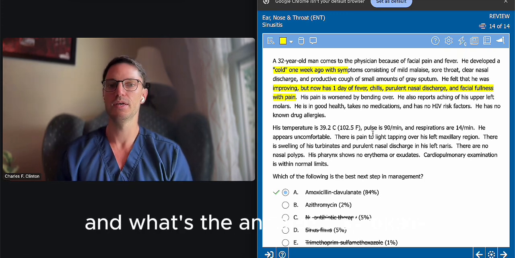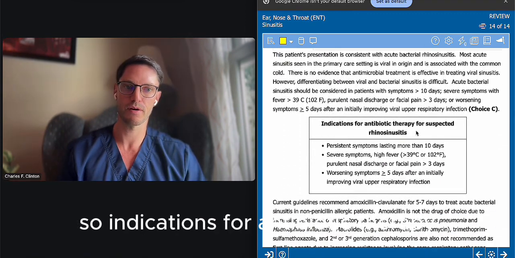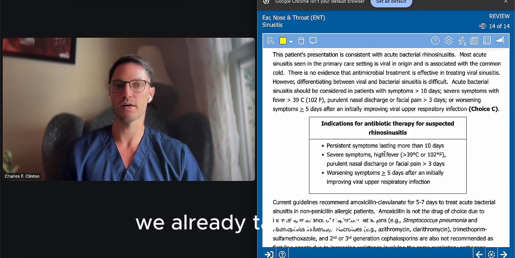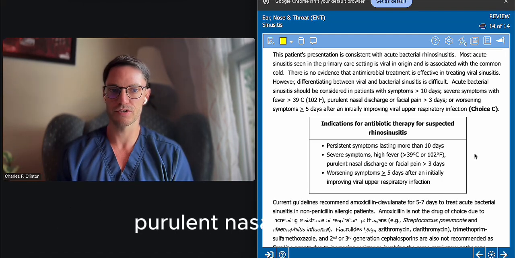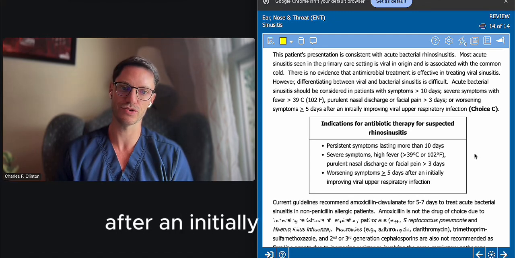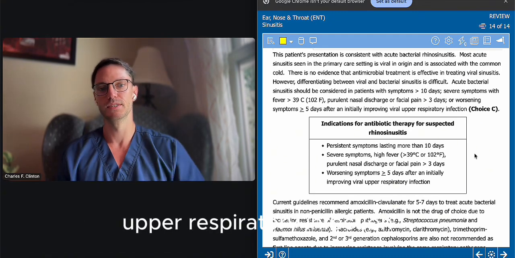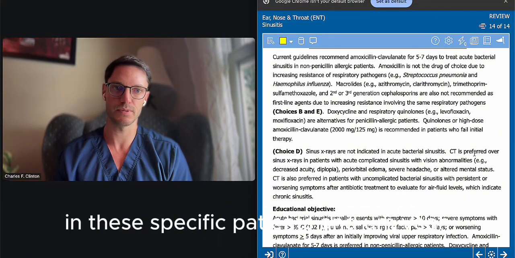And what's the antibiotic of choice? It's amoxicillin clavulanate, unless you have any contraindication. So, indications for antibiotic therapy for suspected rhinosinusitis. We already talked about persistent symptoms lasting more than 10 days, or severe symptoms such as high fever, purulent nasal discharge, or facial pain for more than 3 days, or worsening symptoms for 5 days or more after an initially improving viral upper respiratory infection. Current guidelines recommend amoxicillin clavulanate for 5 to 7 days in these specific patients.